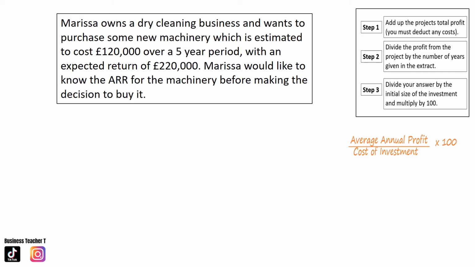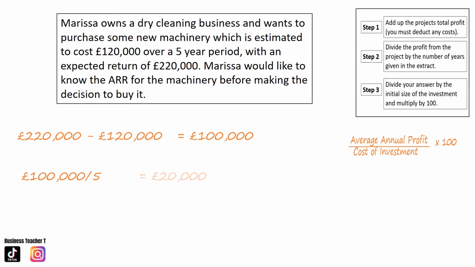So let's go to our steps. Step 1, we need to add up the project's total profit. So we know the total profit, that is £220,000. And it's also highlighted that there are costs there, which is £120,000. So we need to deduct that, and that gives us £100,000. Step 2, divide the profit from the project by the number of years given in the extract. So we know that is over a 5-year period. So £100,000 divided by 5, and that gives us £20,000.